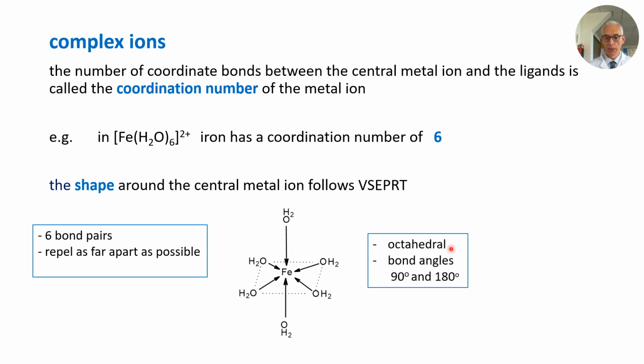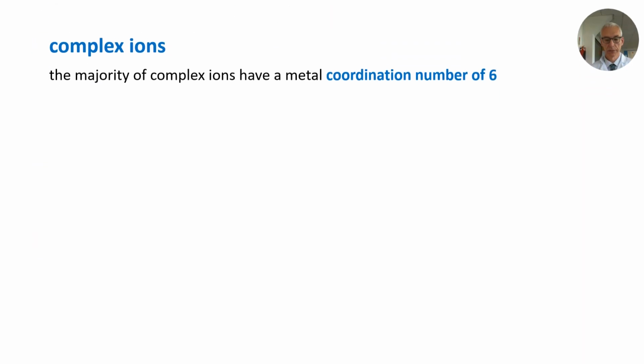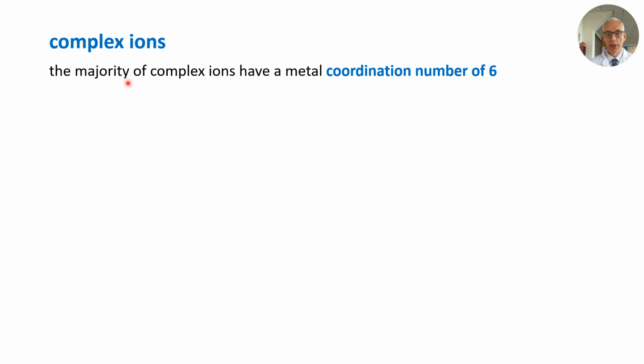The name for that shape is octahedral, as mentioned, and the bond angles are 90 and 180. So the bond angles here, of course, are 90, but the bond angles between these 2 bonds, well, that's where the 180 comes into play. So within the octahedral, there are 2 bond angles to take note of, and that has some relevance later in the lesson. The majority of complex ions that we'll meet at A-level have a coordination number of 6.